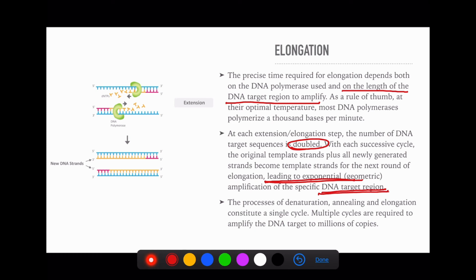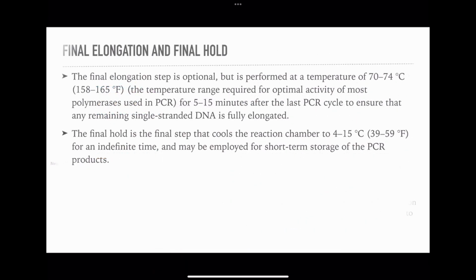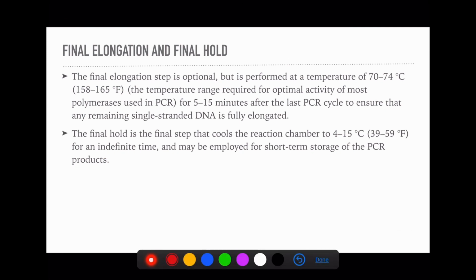With this step, the cyclic steps of PCR complete a single cycle. Multiple cycles are required to amplify target DNA to million copies. The final steps of PCR are final elongation and final hold. Final elongation step lasts for about 5 to 15 minutes at 70 to 74 degrees Celsius, which ensures elongation of any remaining single-stranded DNA molecule. The final hold cools the chamber to 4 to 15 degrees Celsius for indefinite period of time that ensures short-term storage of PCR products.